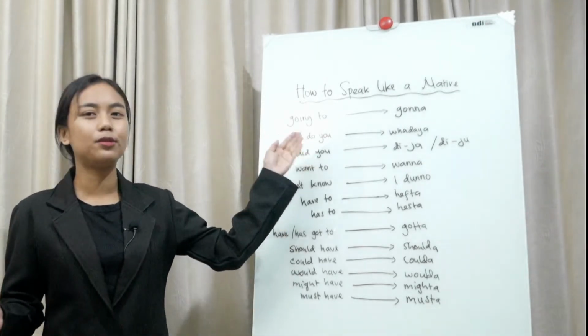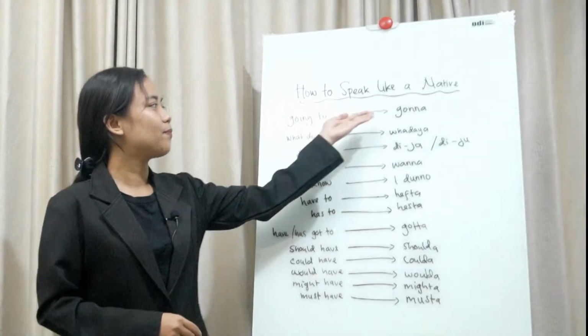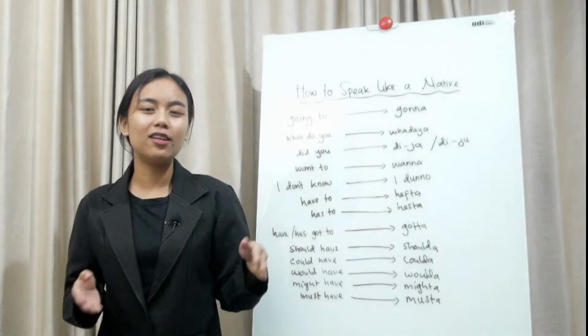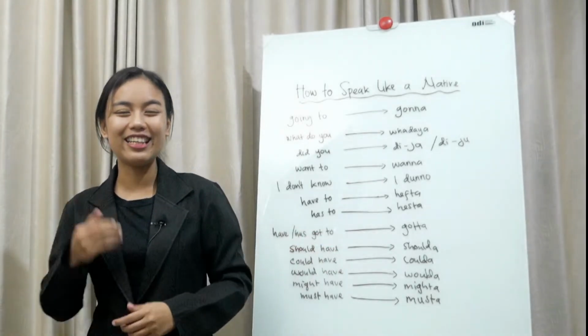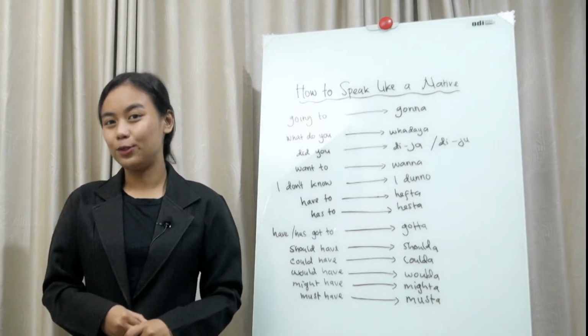I'm going to go to New York. Well, we can shorten it. Kita bisa singkat itu menjadi gonna. I'm gonna go to New York. Let's say it with me. I'm gonna go to New York. Aku akan pergi ke New York.